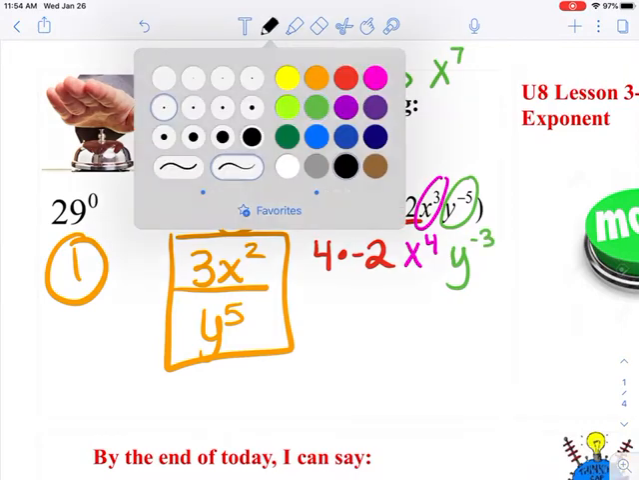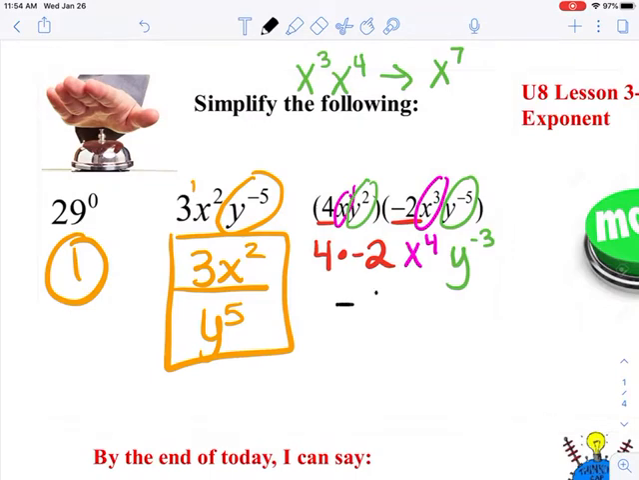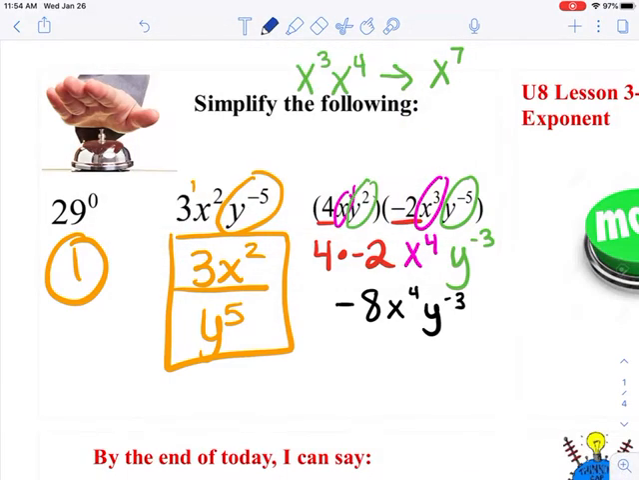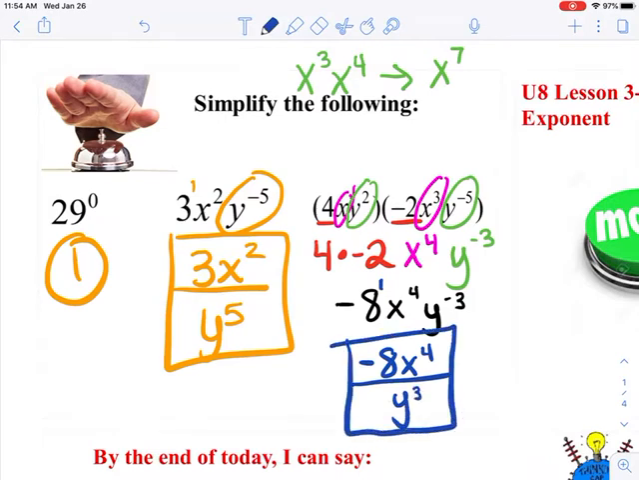Now I can go ahead and just clean things up a little bit. 4 times negative 2 gives me a negative 8. x to the fourth, y to the negative third. And then again, hopefully you're seeing another issue, right? We still have a negative exponent. We need all of our exponents to be positive. We do not move the negative 8, right? Because the negative 8, even though the number's negative, the exponent's still positive. We only move things with negative exponents, not if they themselves are negative. So the negative 8 stays, the x to the fourth stays, but that y to the negative third has to move to the denominator to become positive. And that's what your answer should look like for that third one.